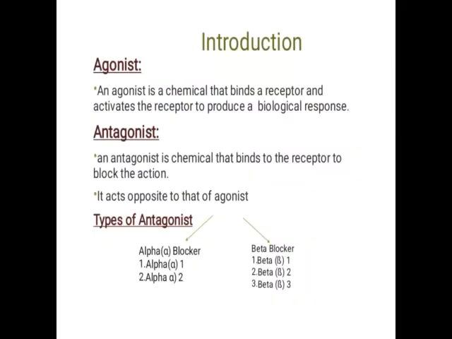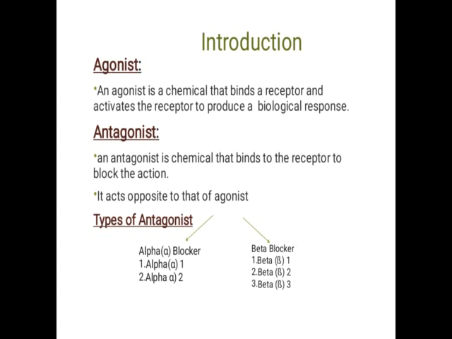Now, after agonist or adrenergic agents, we are going to the next part, the sympatholytic agents. The agents which can block the alpha receptor or beta receptor, which can block the activity of these receptors, are called adrenergic antagonists, or sympatholytic drugs. They have the opposite activity to the agonist drugs.